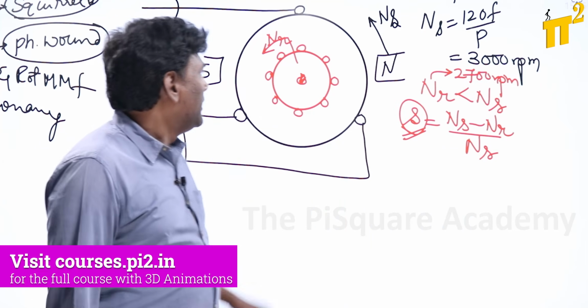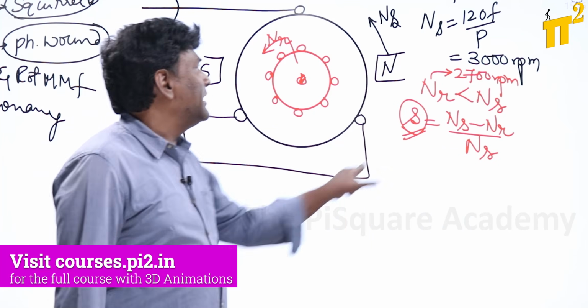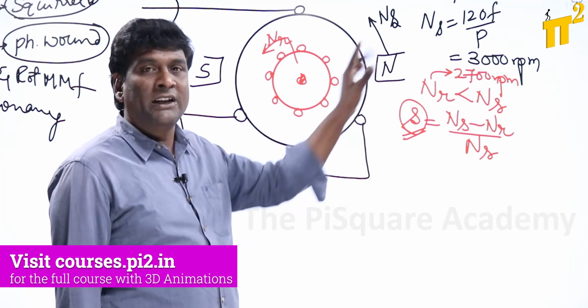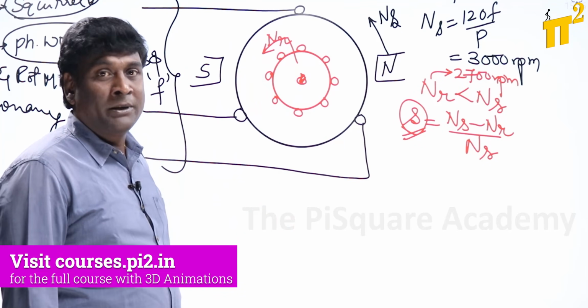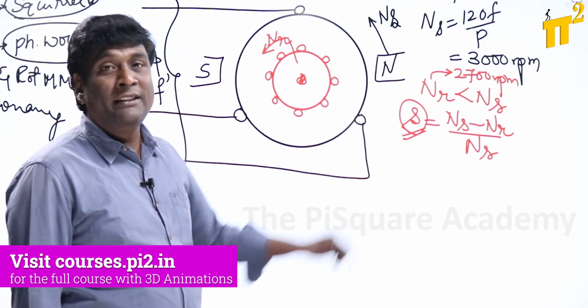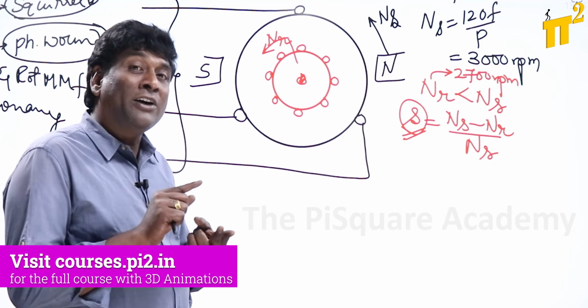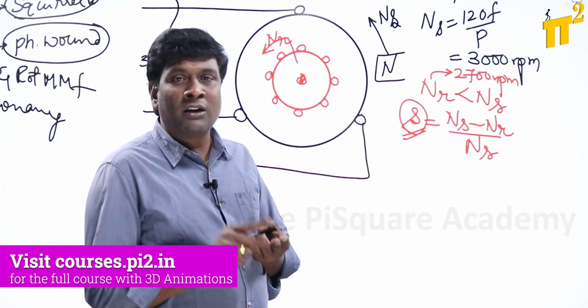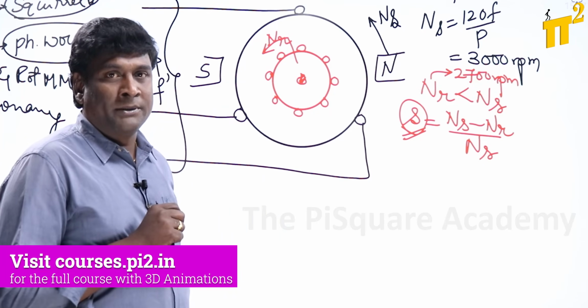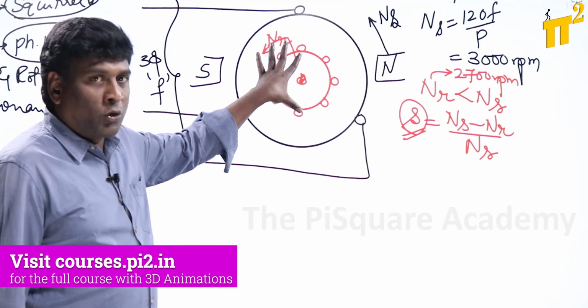Now, if the stator MMF is rotating at 3000 RPM and the rotor is rotating at 2700 RPM, what is the relative velocity between them, between the stator MMF and the rotor? I repeat, between the stator MMF and the rotor, the relative velocity is going to be 300 RPM.